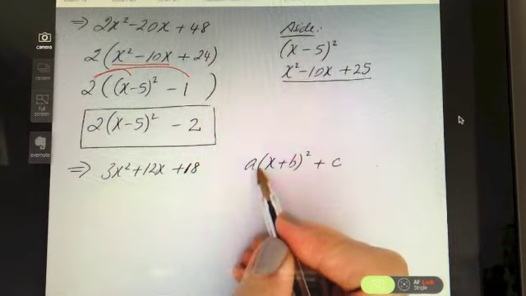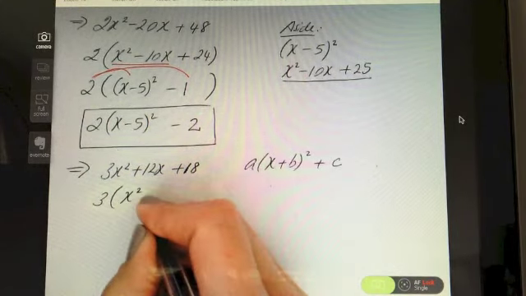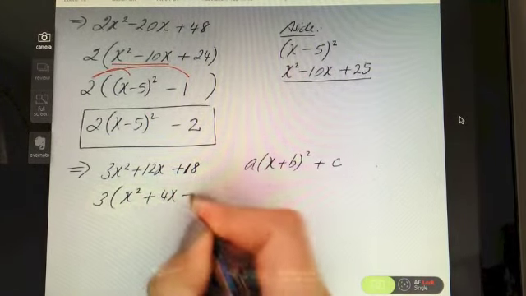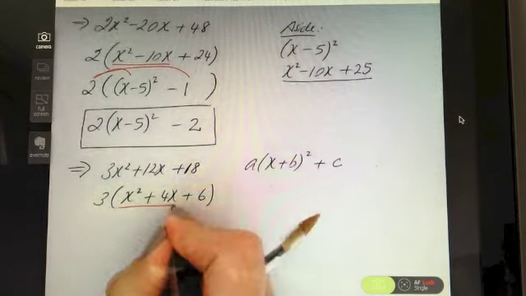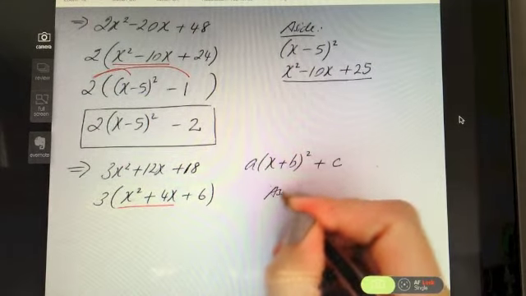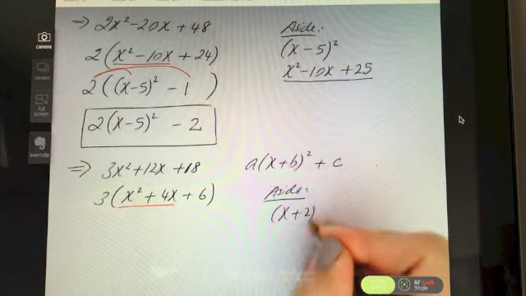So the first thing we're going to do is find the a, so we can pull out the 3 in this case, and we get x squared plus 4x plus 6. And now we are going to consider the x squared plus 4x plus 6. So these two terms are key. Let's do a little aside. What's the square going to be? It must be x plus 2 all to be squared.